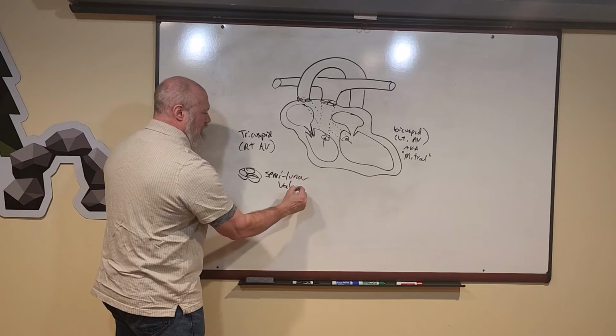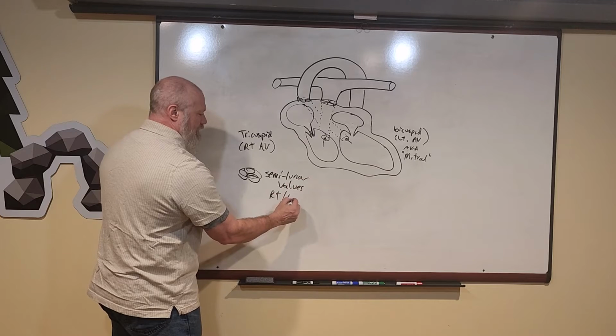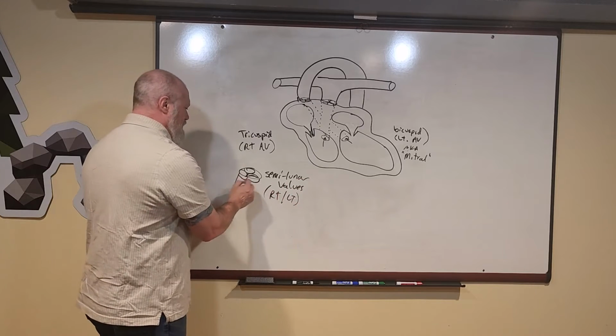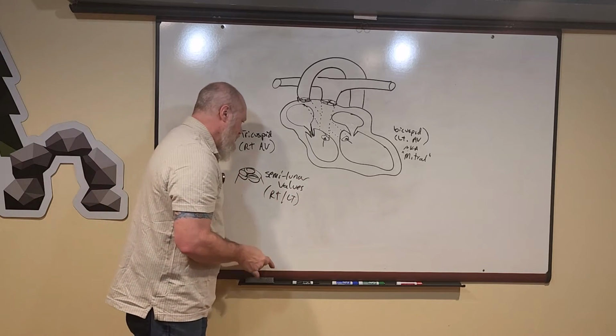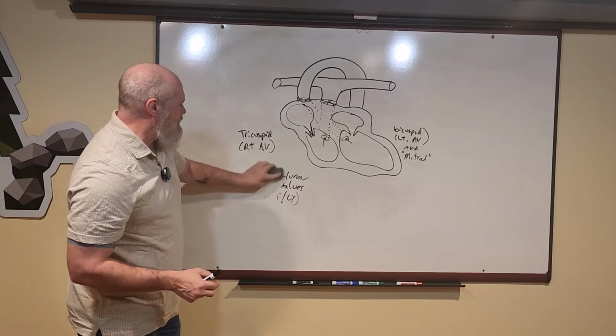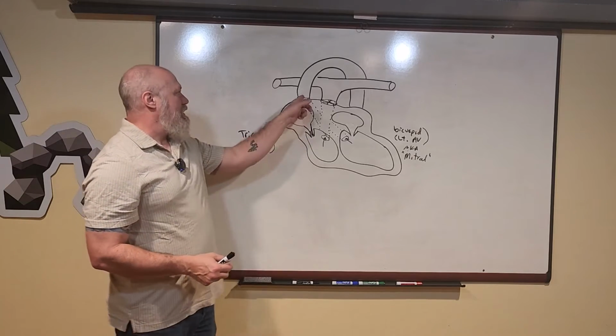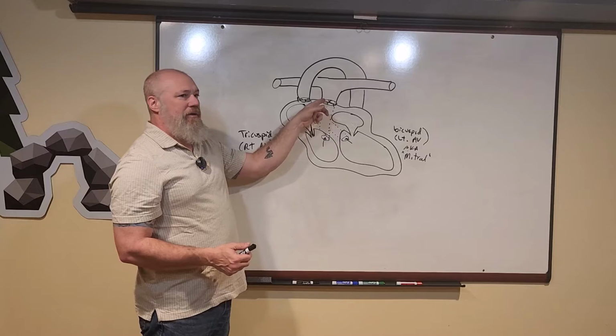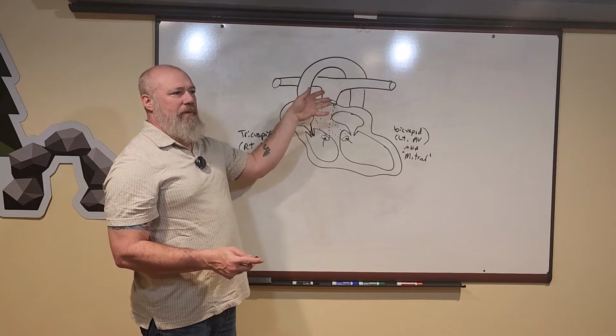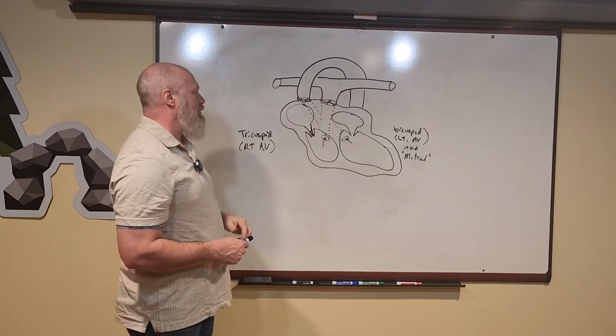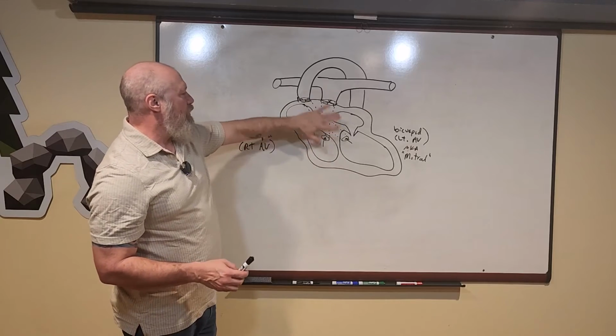The semi-lunar valves. And you can say right versus left semi-lunar valve as an indication of which is which, or an easier way is to say the aortic valve and the pulmonary valves. You can say aortic semi-lunar, pulmonary semi-lunar, doesn't really matter. The point is there are 4 valves.